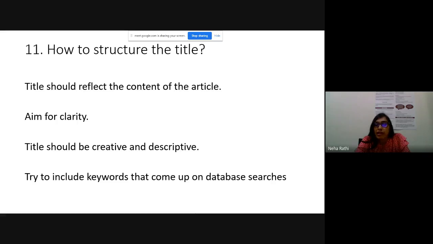How to structure the title. Reflect the content. It should be very clear, creative and disruptive, and please mind you, not lengthy. Nobody likes a lengthy title. There are journals which even tell you the word limit for the title. I remember Health Promotion International has just 10 words for the title. So your title should be within 10 words. Try to include keywords that come up on database searches, which I told you. So your keyword selection is very important, and you have to be very careful.